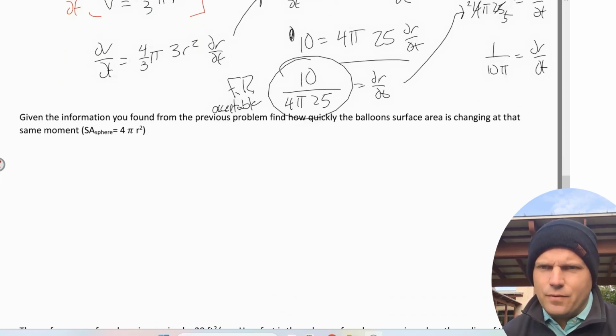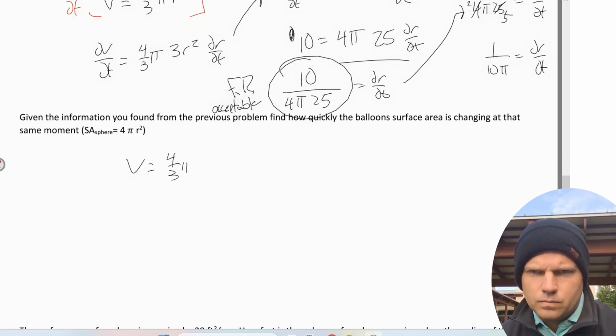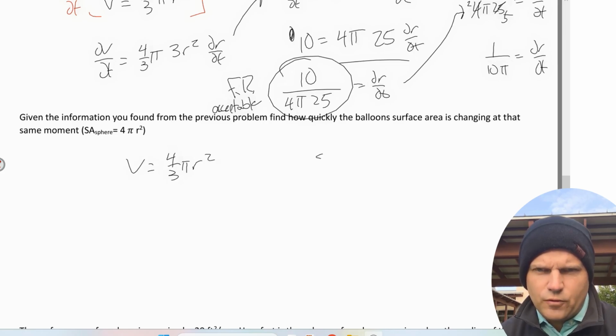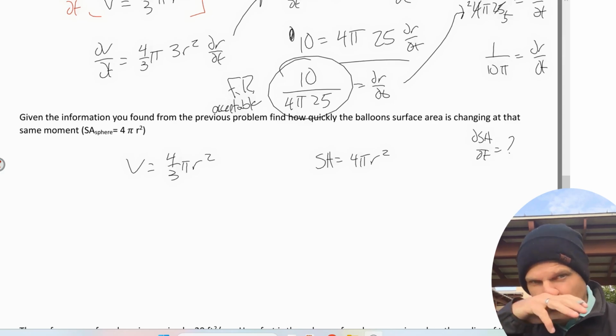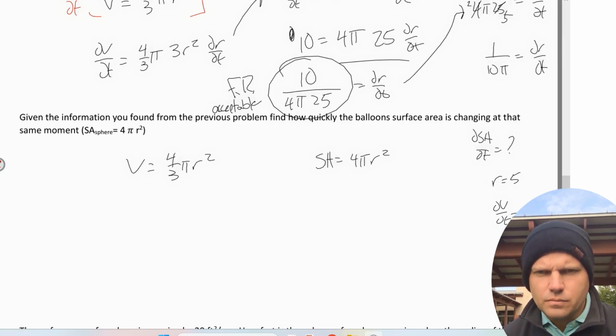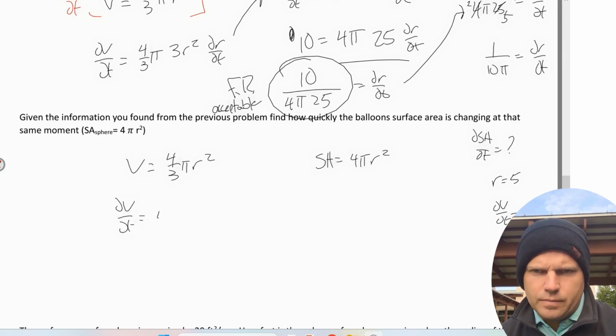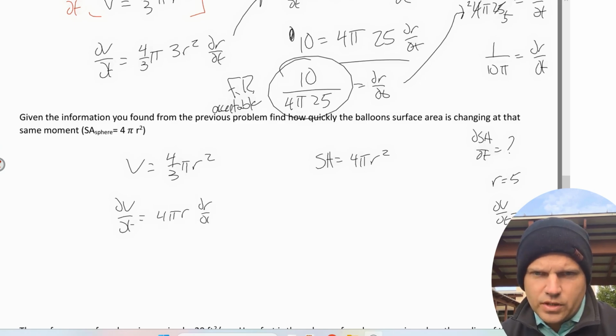Okay, now we have our volume equation. And we have our surface area equation. Asking how quickly the surface area is changing at the same moment when r is 5 and dV/dt is 10. Well, we have our volume change formula, which is related to our surface area.